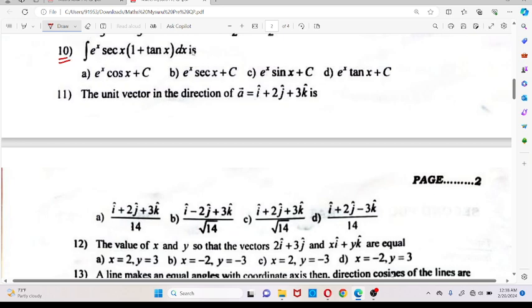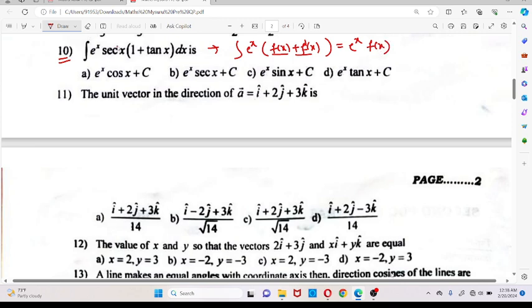Integration of e to the power x. Definitely the 10th question is property based. If you check the property, integration of e to the power x into bracket f of x plus f dash of x, you will get the answer as what? Integration of e to the power x f of x plus f dash x is given by what? E to the power x into f of x.